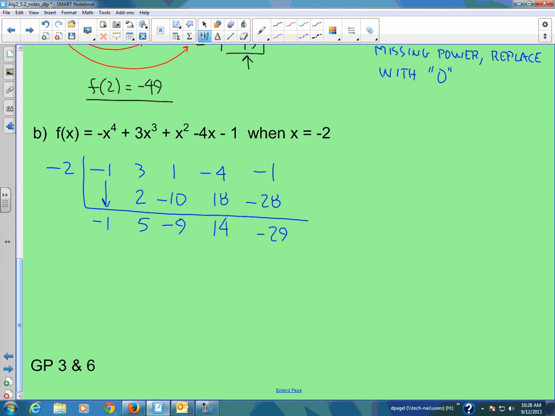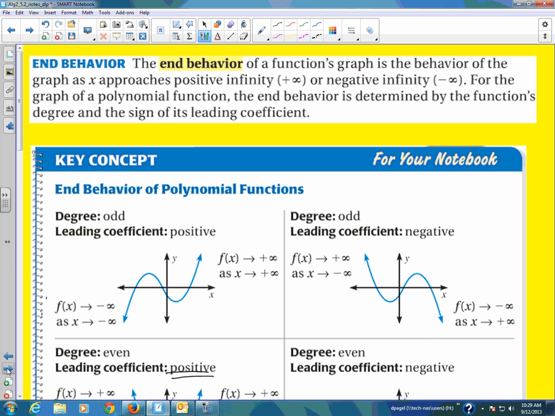Negative 29. So again, it's that process that we were doing, right? We dropped. We multiplied. We added that number here. We got a new number. And then we just kept repeating that process. Multiply, pick that number here, give me the new solution. And we just continued with that process. So the answer here, f of negative 2 is equal to negative 29 for me. Synthetic substitution, very cool.